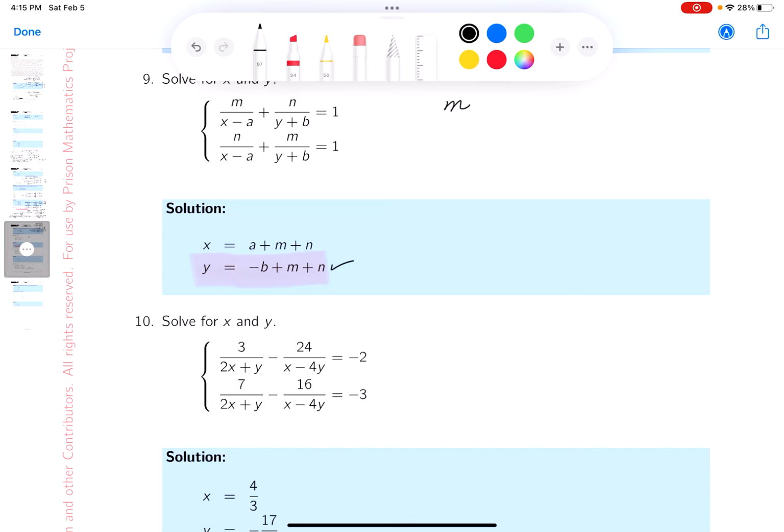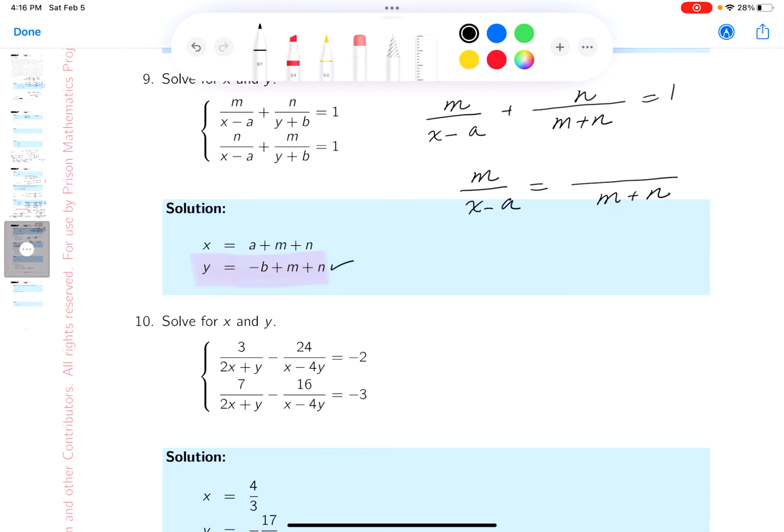What do you get? m over x minus a plus n over m plus n equals 1. I'm going to keep going forward. m over x minus a equals, well, I've got to subtract this from both sides, right? So what's that going to be? Let's take a look. If I did that, it would be 1 minus n over m plus n.